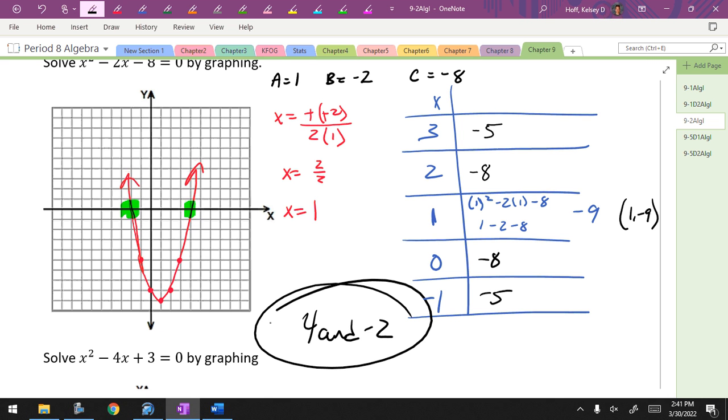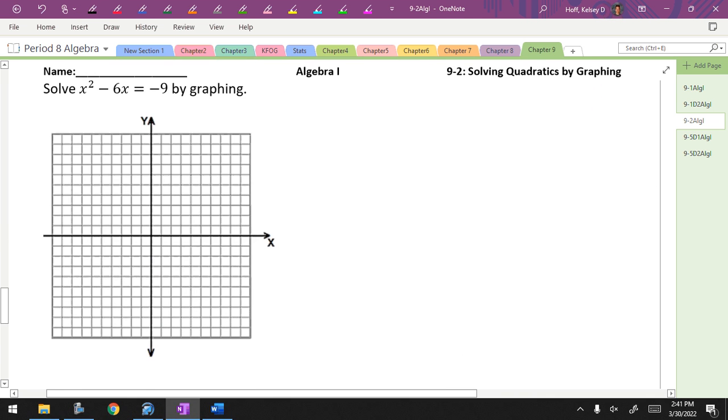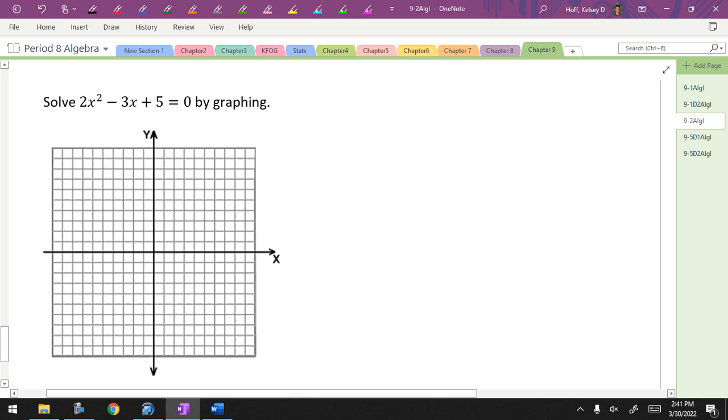Flip it over. Top or bottom? Bottom. Graph it. On your own. Graph the bottom one. See what you get.